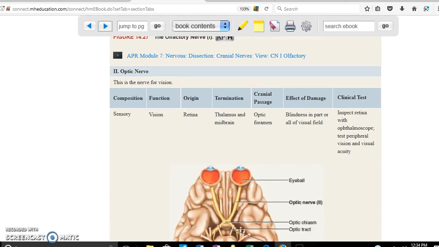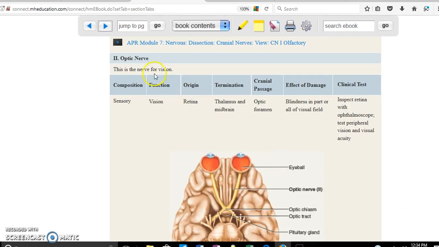Cranial nerve number 2 is going to be the optic nerve. What do you achieve with that? Vision. What type of nerve is it? Sensory, because the only thing that you're going to do with it is just seeing, or eyesight. Okay, you don't move your eyes with the optic nerve. For that, you have other nerves.